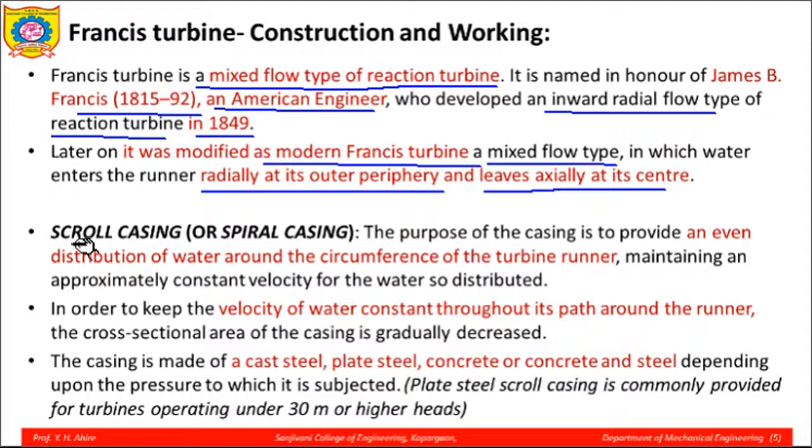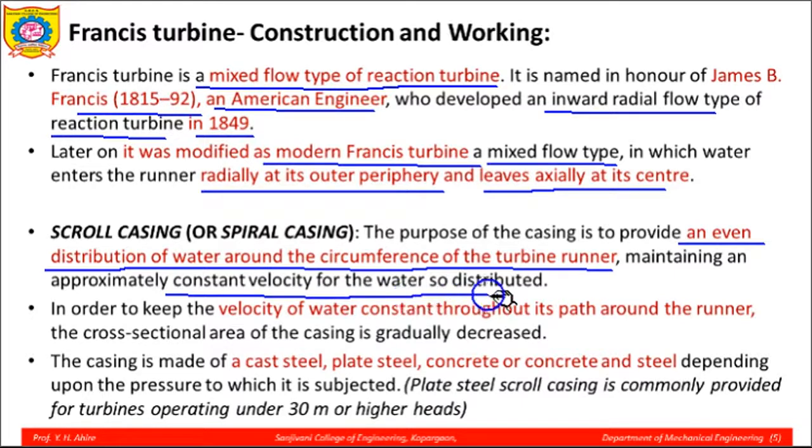So the first part is the scroll casing, or spiral casing. The purpose of the casing is to provide an even distribution of water around the circumference of the turbine runner. Even distribution means equal distribution of water around the circumference of the turbine runner, maintaining an approximately constant velocity for the water which is distributed.